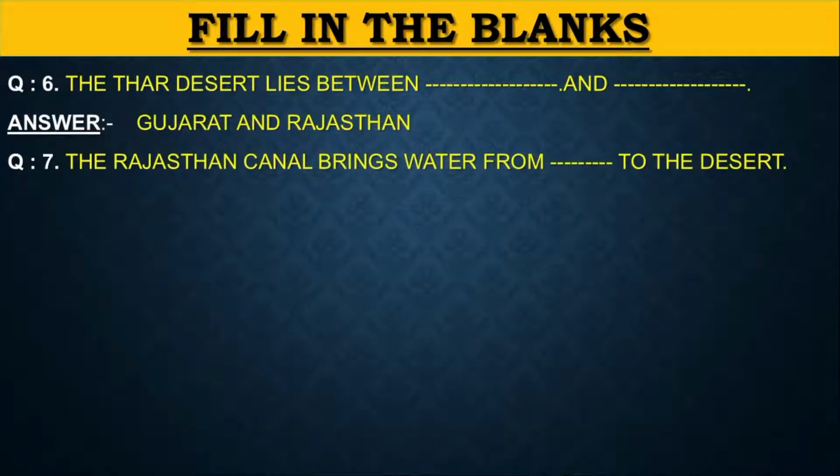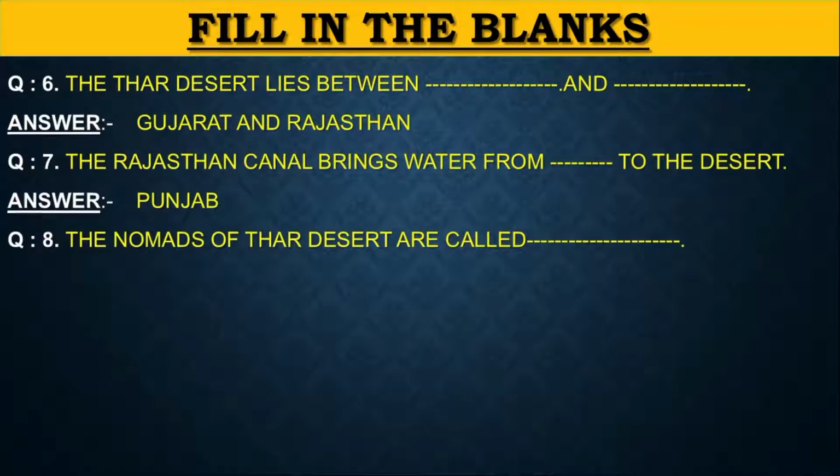Next question. The Rajasthan Canal brings water from dash to the desert. Answer of the question is Punjab. Next question. The nomads of Thar Desert are called dash. Answer of the question is Banjaras.